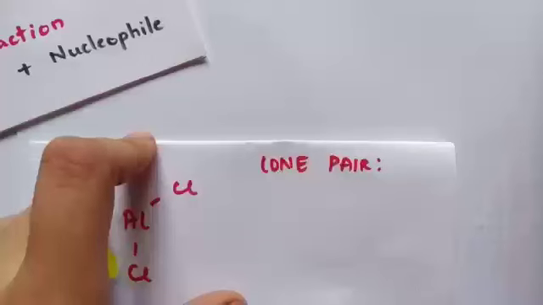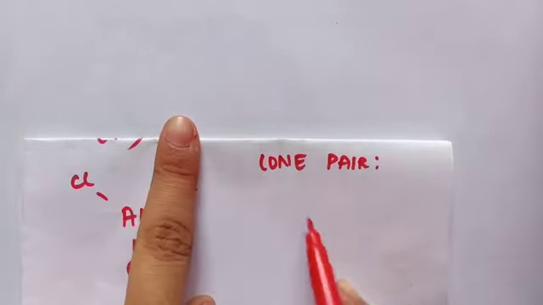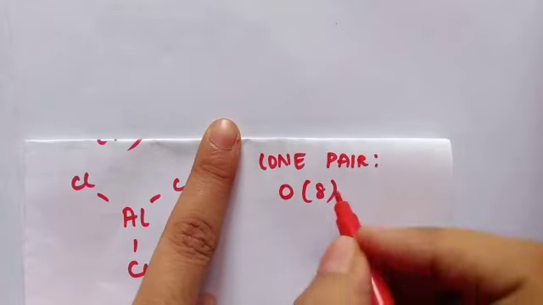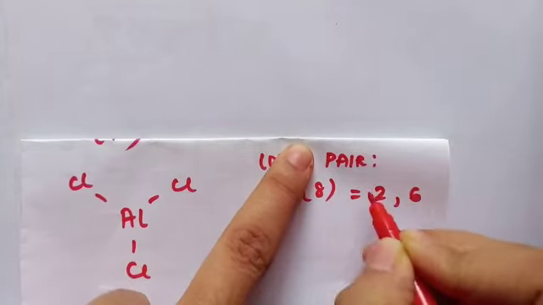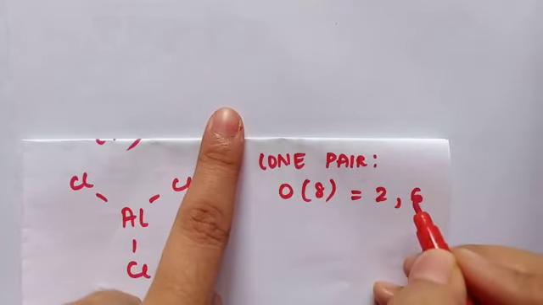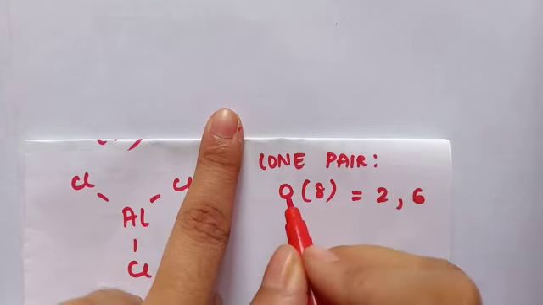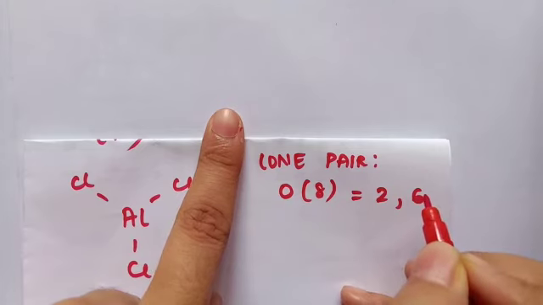Okay, students, if you want to understand a little more about lone pairs, see, oxygen has atomic number 8, right? So the distribution of electrons is 2 and 6. In the first shell there are 2 electrons, in the second shell there are 6 electrons. This second shell is the valence shell for oxygen. How many electrons are present in the valence shell?